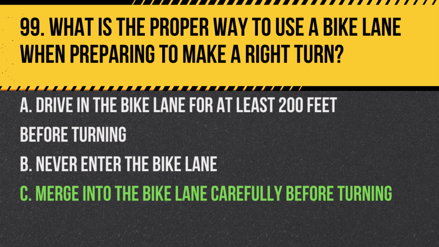Answer: C. Merge into the bike lane carefully before turning. When turning right, check for cyclists, signal, and then carefully merge into the bike lane before making your turn.